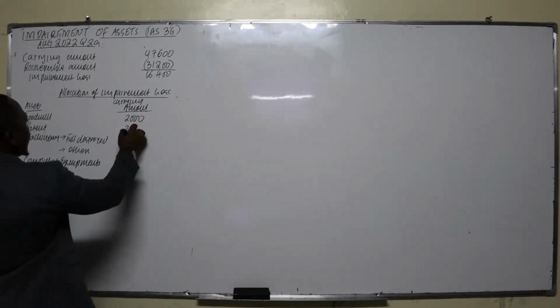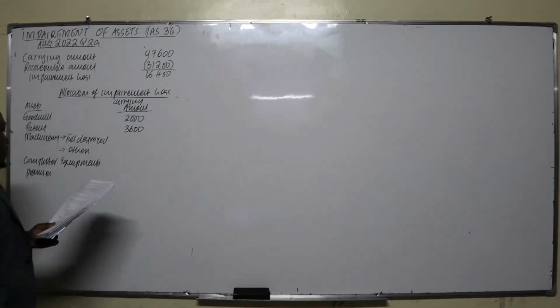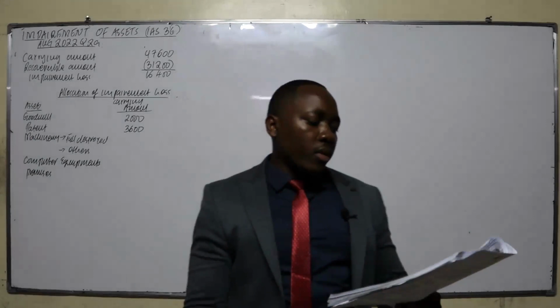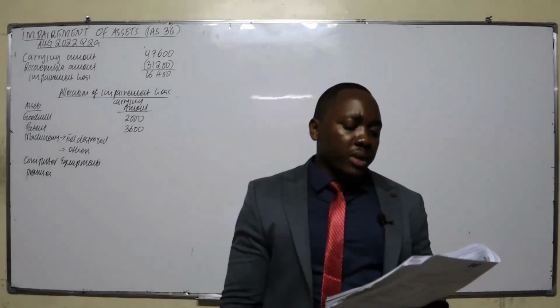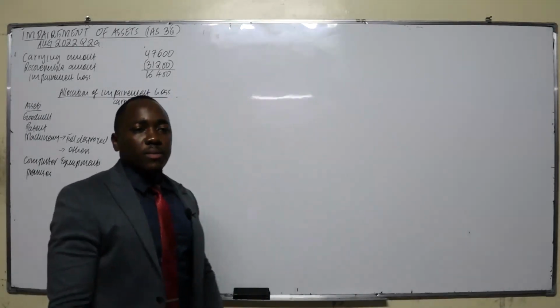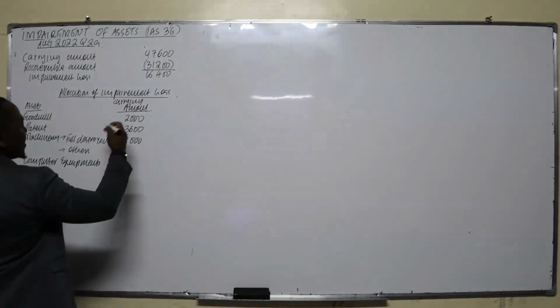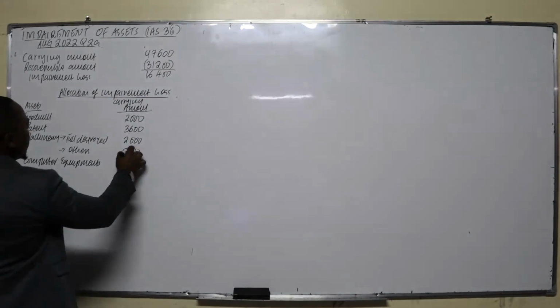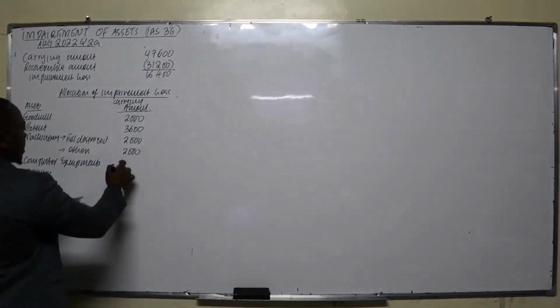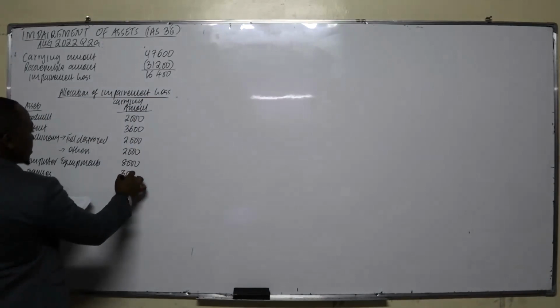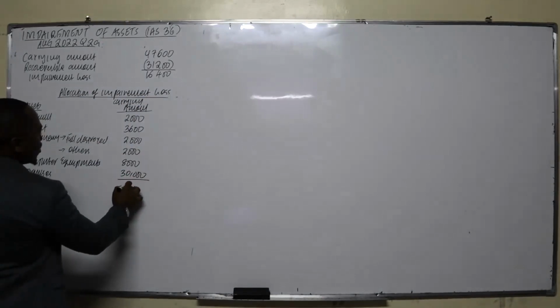Patent 36. Machinery is 4 million. Note number 2: half of the machinery has been destroyed and has no resale value. So how much is that? 2,000. That means the other half will be under other machinery. Then we have computer equipment, and then we have premises. And the total is 47,600.